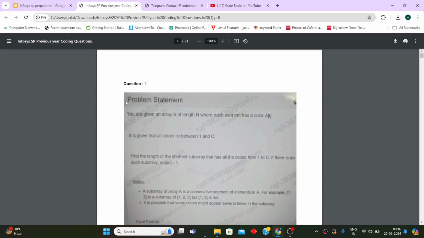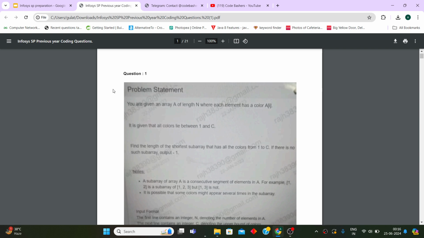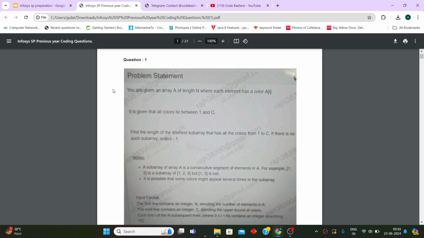Okay, what I have done in this particular PDF, I have gathered the questions from various sources on Google only. It is not my personal images or something, I found it on Google only, but I have tried to curate and assemble all the questions in a single PDF from various sources on Google, covering what were the previously asked coding questions in these Infosys hiring.